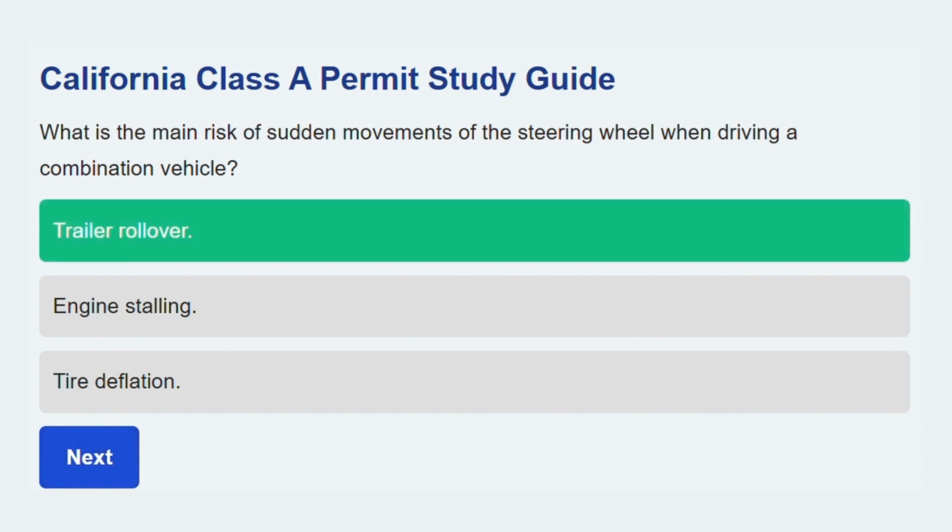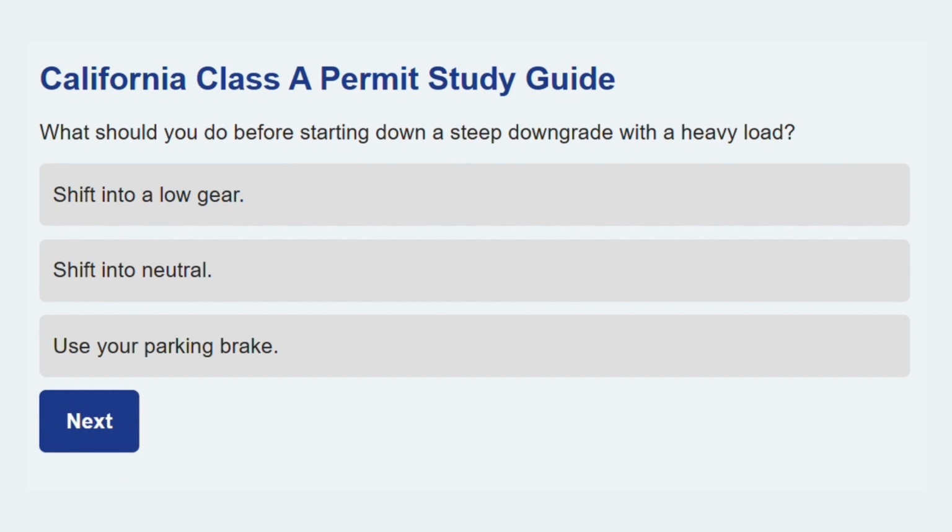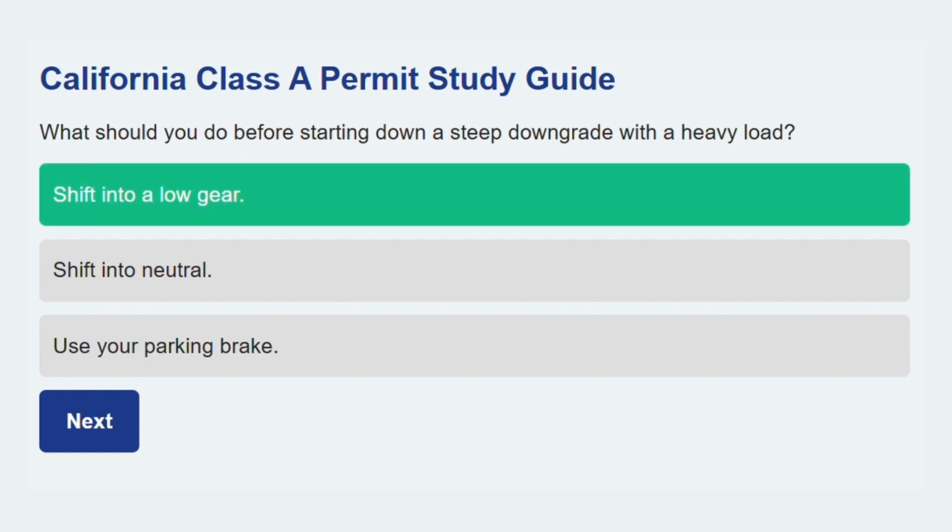Moving forward, what should you do before starting down a steep downgrade with a heavy load? Shift into a low gear. This uses engine braking to control your speed, preserving your service brakes.